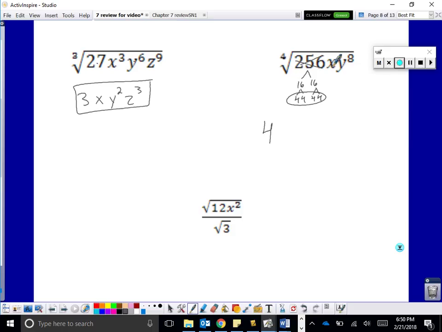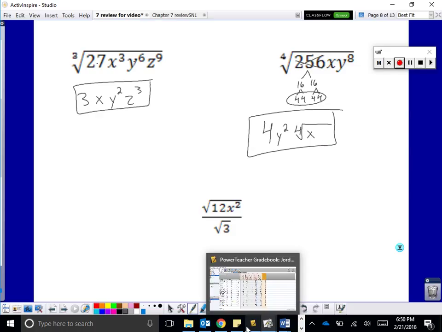Now I'm going to take the 4th root of x. I need groups of 4. I only have 1, so that has to stay in there. It's going to be the 4th root of x. I can't do anything with that. If I take the 4th root of y to the 8th, that's going to come back out as y squared, because I can bring 2 groups of 4 out. So 4y squared, 4th root of x, would be this one in simplest form.